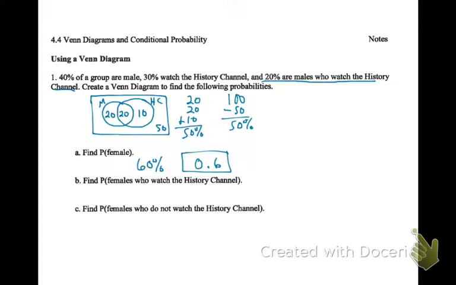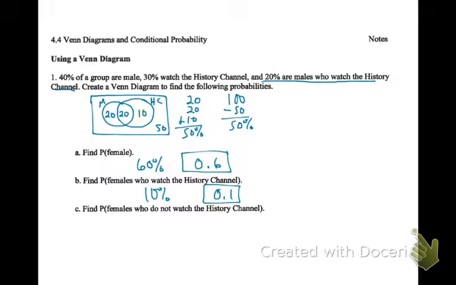And if you look at the Venn diagram, where does that occur? Anywhere that's not inside the male circle, so there and there. 10 and 50 make 60. Now the question for part B says, find the probability of females who watch the History Channel. So we just saw that this 10 and this 50 are all the places where you have females in the diagram. Now, of those, where do they watch the History Channel? Well, the 10%.